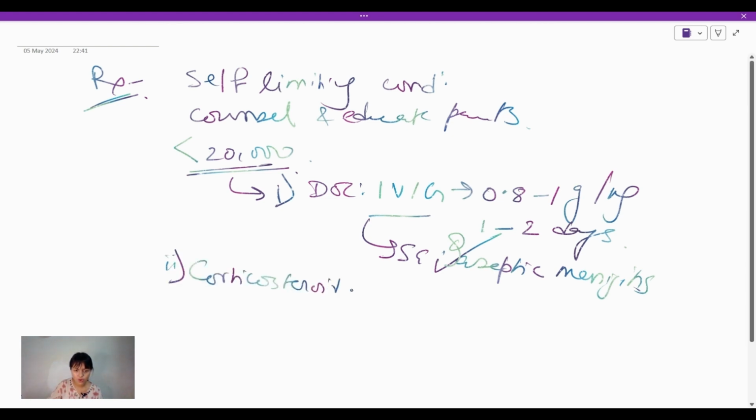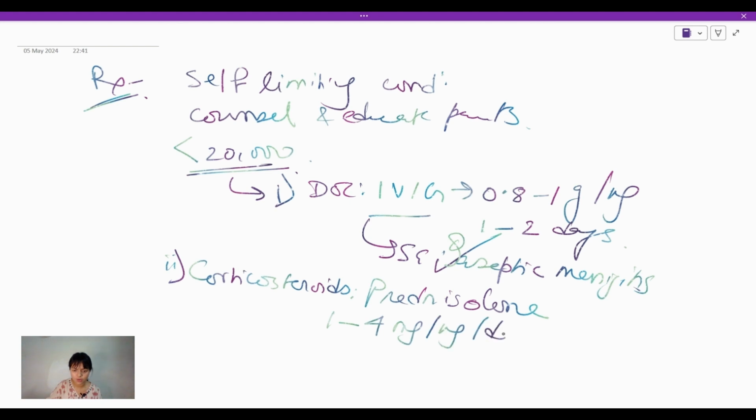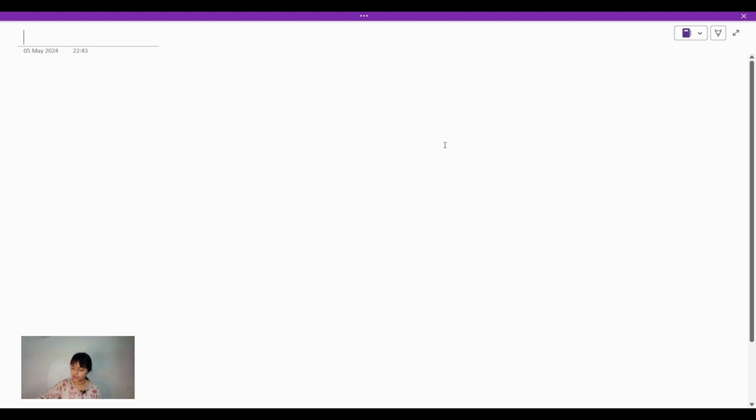That is your corticosteroids. So, what are you going to give? You need to give prednisolone, okay, at a dose of 1 to 4 milligram per kg per dose in divided doses, right? What are these two drugs going to do, students? These two drugs are going to cause a rapid rise of platelets. Okay, there will be a rapid increase of platelets above 20,000.